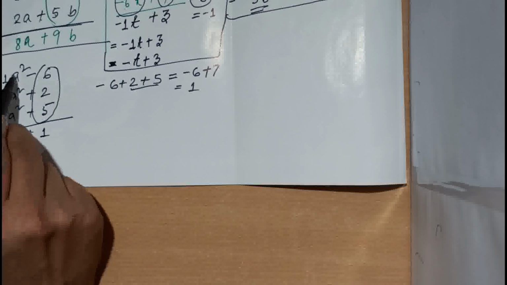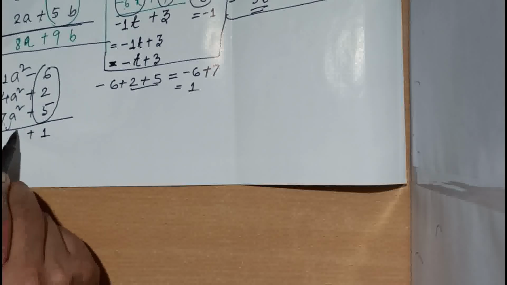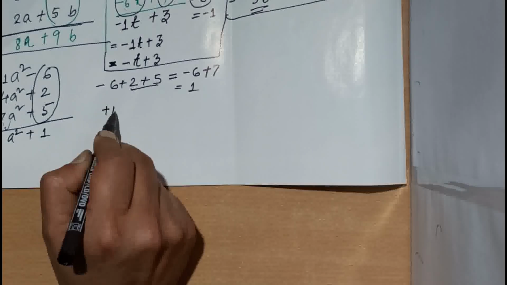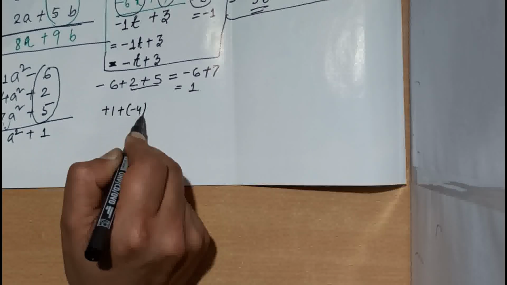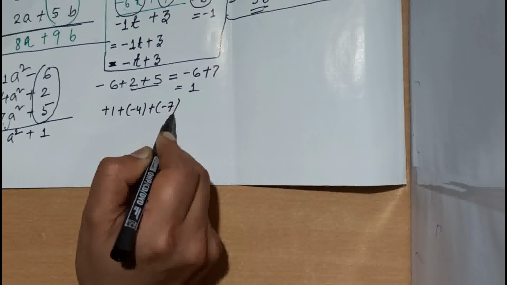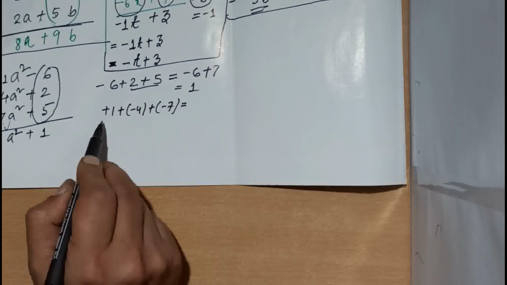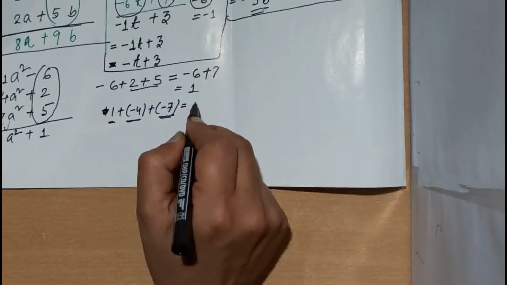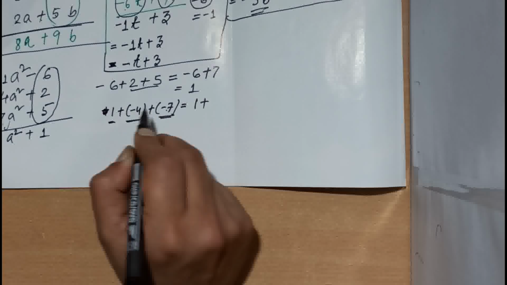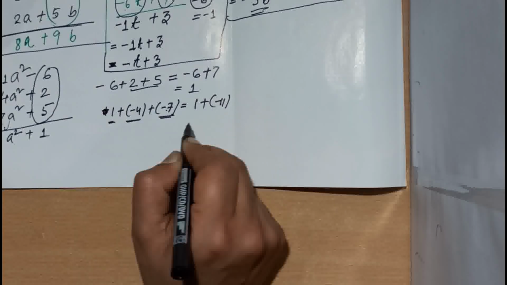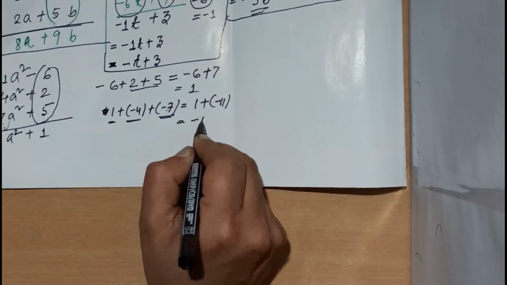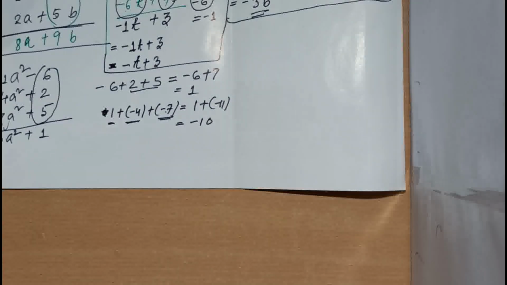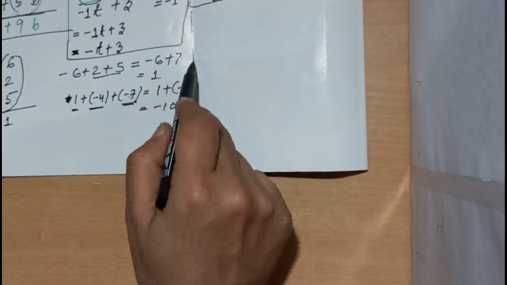Now here you see all are like, so all like means it will be a square. Now we have to just add the numbers, and what are the numbers? Positive 1 plus negative 4 plus negative 7. This will give you 1, negative 4, negative 7. So 1 plus negative 4 and negative 7 will give you negative 11, and the total 1 plus negative 11 will give you negative 10. So this is the answer. This is your final answer.